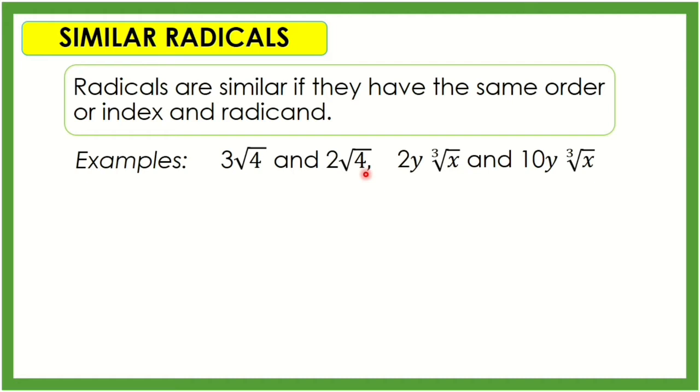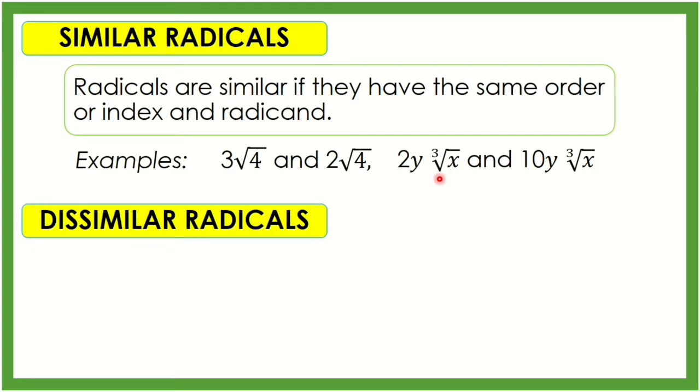Another example, 2y times the cube root of x and 10y times the cube root of x. Ang kanilang order ay parehas na 3 at ang kanilang radicand ay parehas na x. Therefore, they are similar radicals.